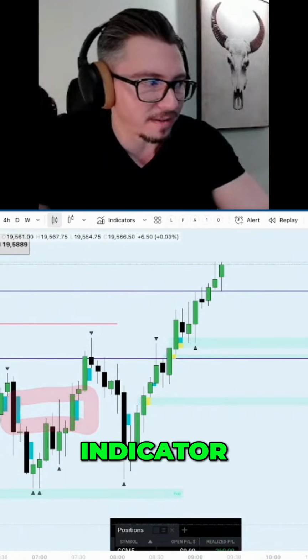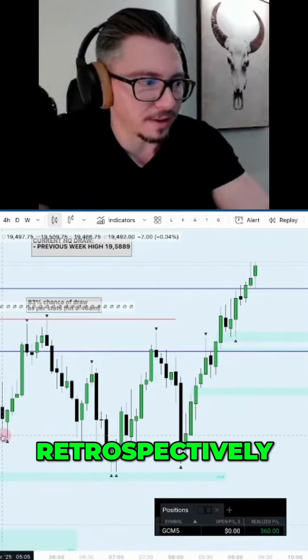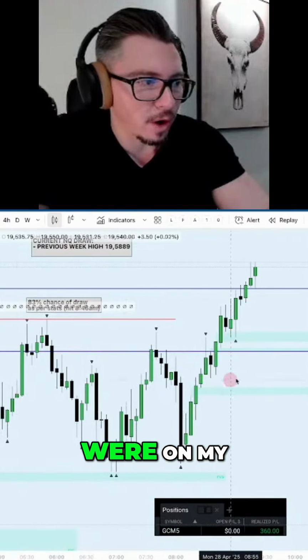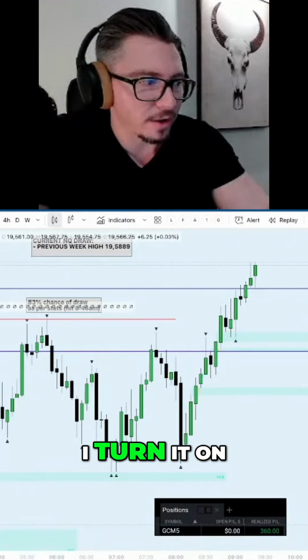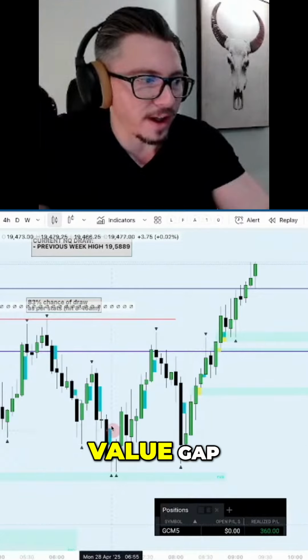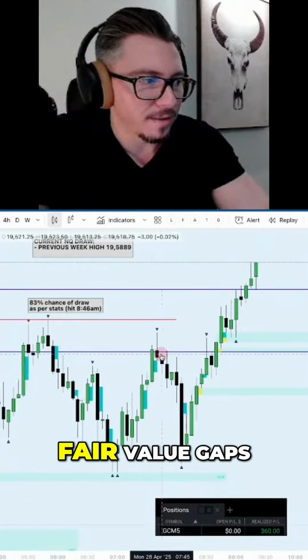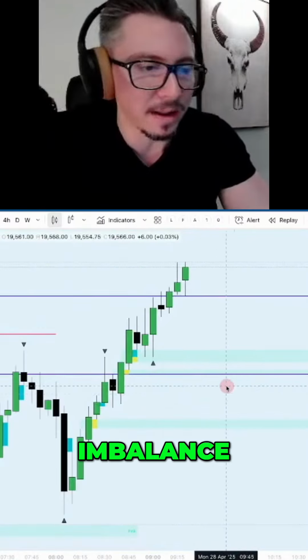And this also helps me visualize inversion fair value gaps. If I didn't have this indicator, I wouldn't be able to see retrospectively where the fair value gaps were on my screen. You can't see them right now because I turned it off. And now if I turn it on, I can see everywhere where there was an inversion fair value gap. So all the mitigated fair value gaps are still showing up with my dynamic imbalance indicator.